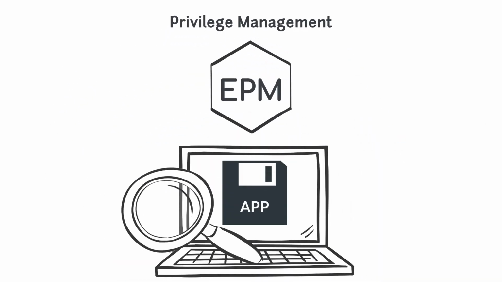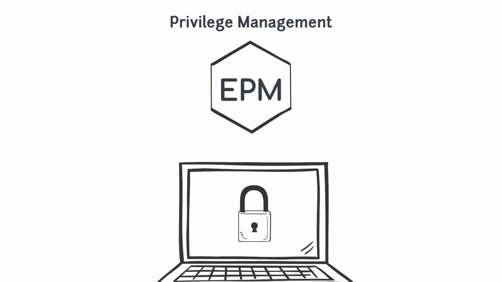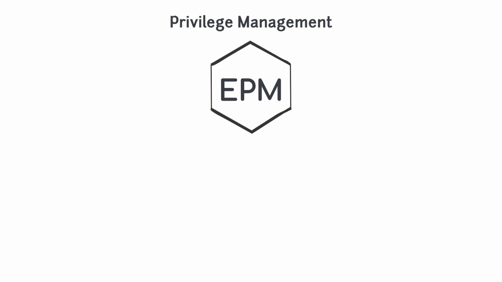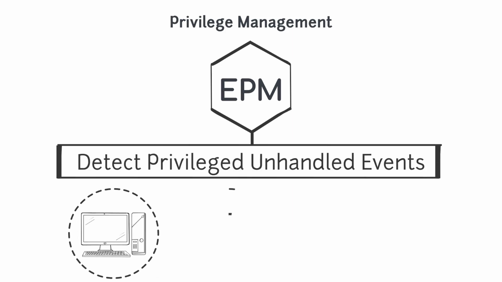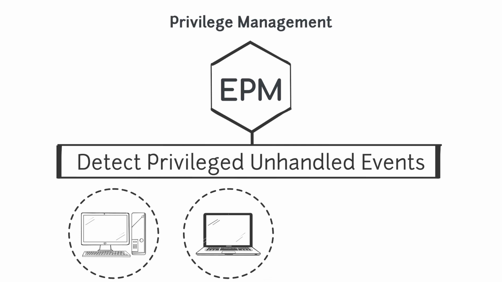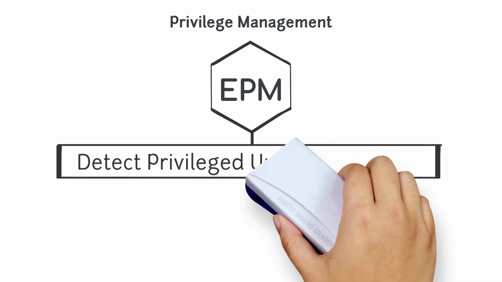The first set of default policies you will come across in the EPM console are privilege management policies. These policies determine how EPM monitors unhandled applications on endpoints and protect your environment. The Detect Privileged Unhandled Events option will allow EPM to monitor activity on the endpoints. This activity will populate the events management inbox with the data necessary to create application policies.